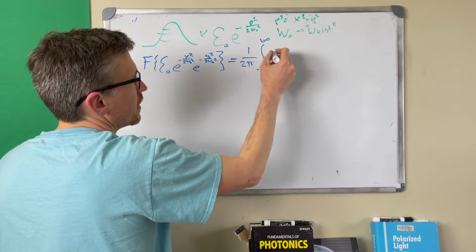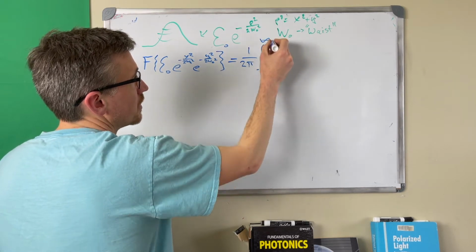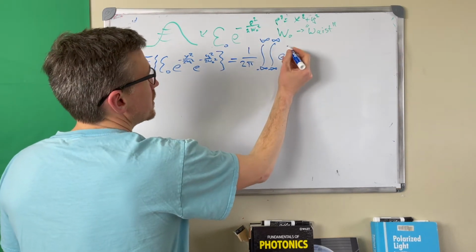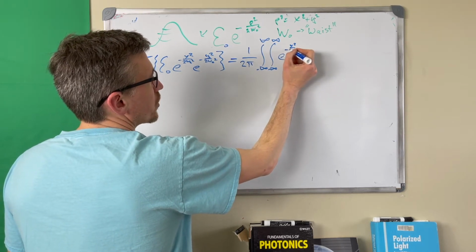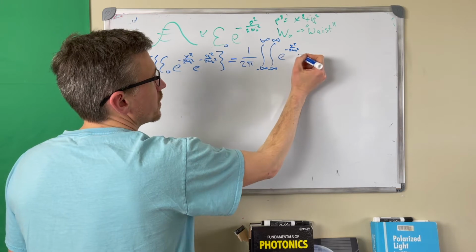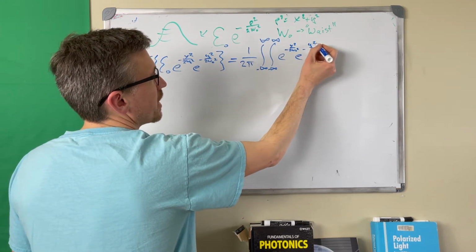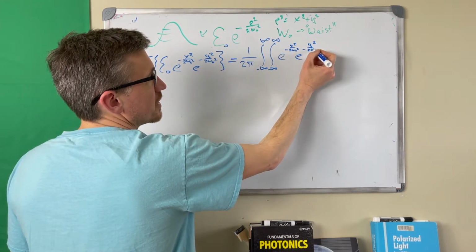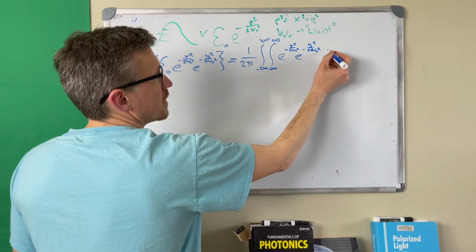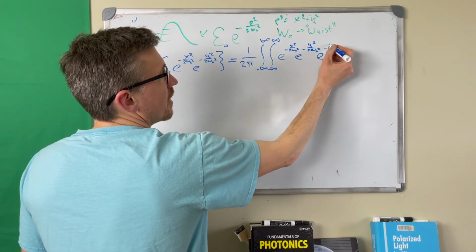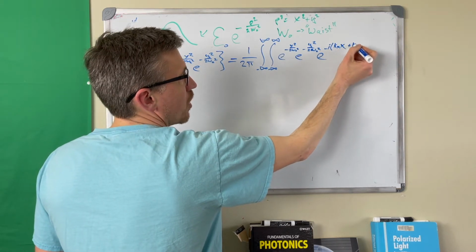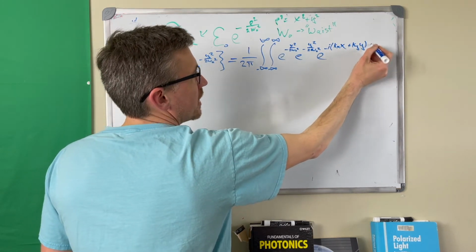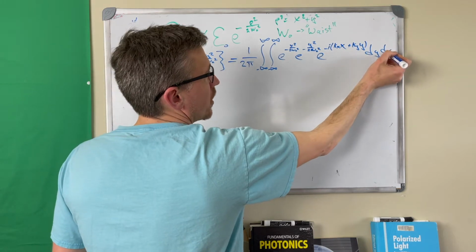We're integrating along x and y, right? e to the minus x squared over 2w naught squared, e to the minus y squared. This is my f of x and y here, which is nice and separable, times e to the minus i kx times x plus ky times y. And we're integrating out x and y.